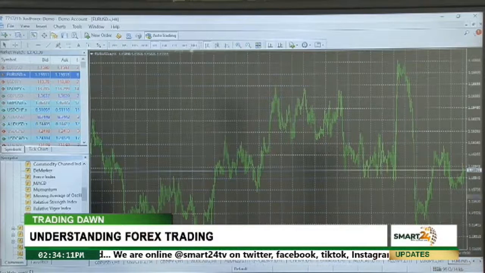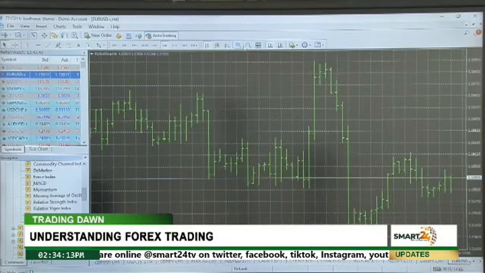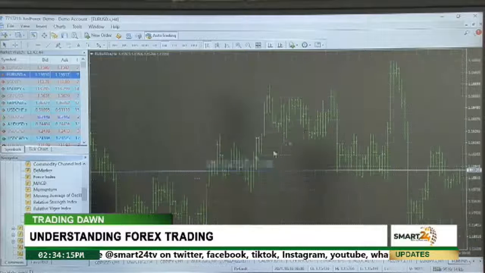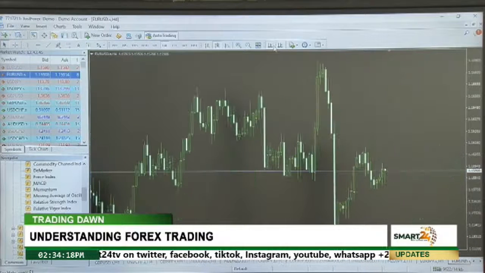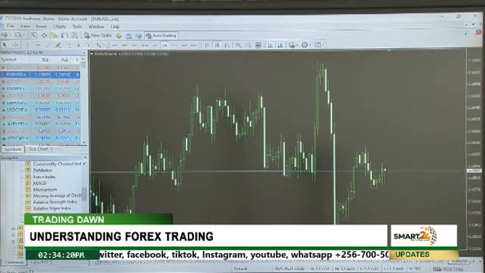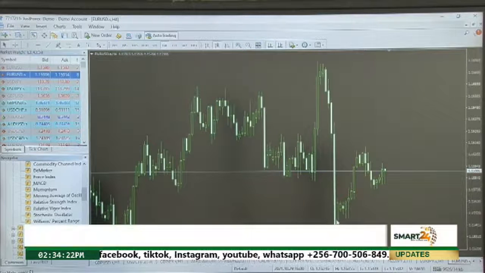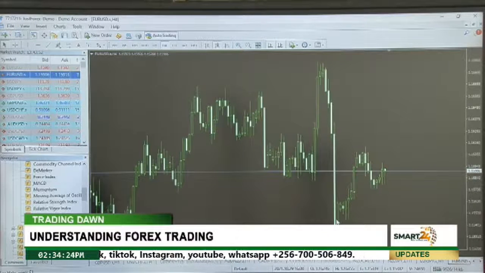Let me zoom it in a little bit. So it wasn't only the Euro USD, it was also GBP USD. There was this very, very sharp fall, and people couldn't get a proper explanation for it. So, these things happen.